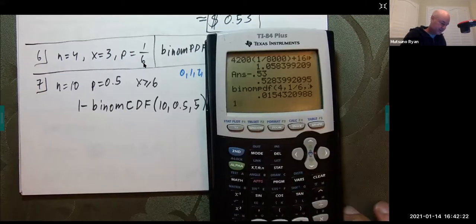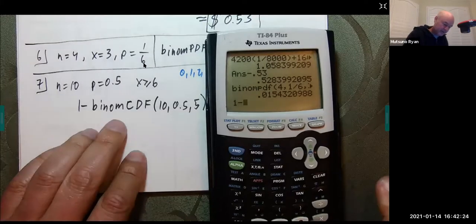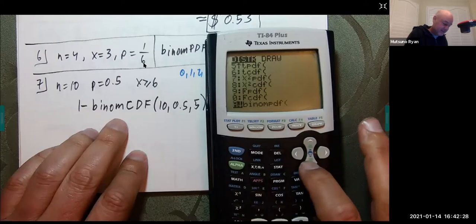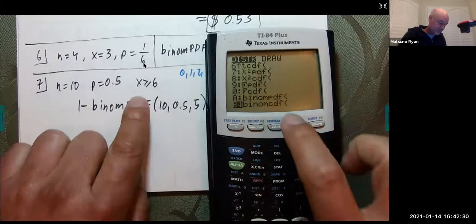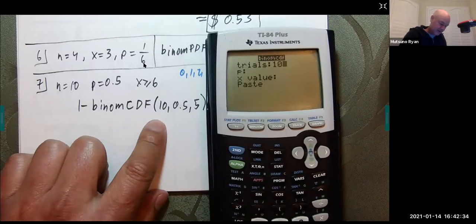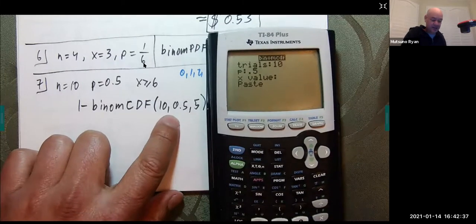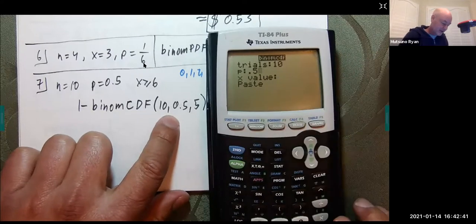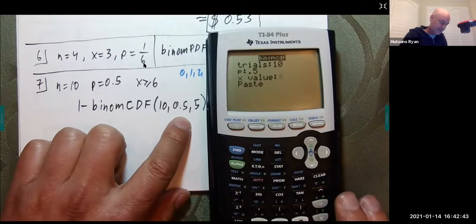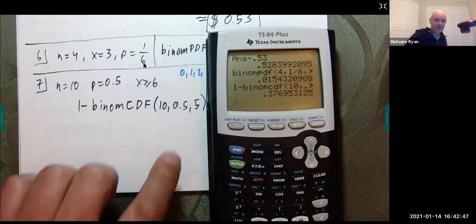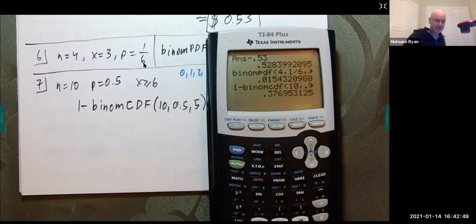1 minus distribution, binom CDF in this case because of the inequality, 10, 0.5. Notice I don't use commas when I have this interface here. I only use it if I don't have this interface. And 5. That's going to give us number 7.